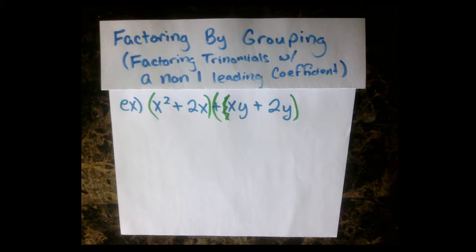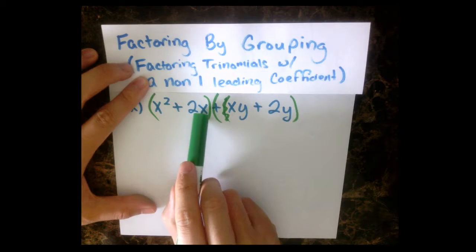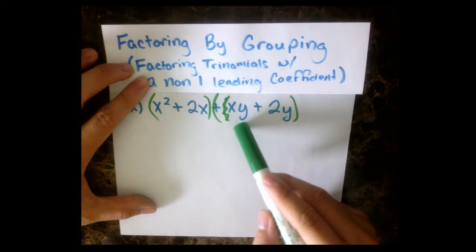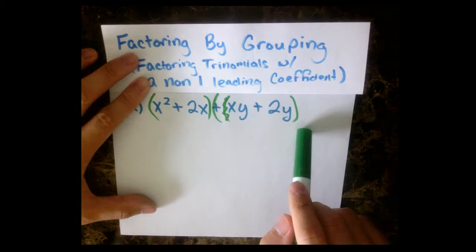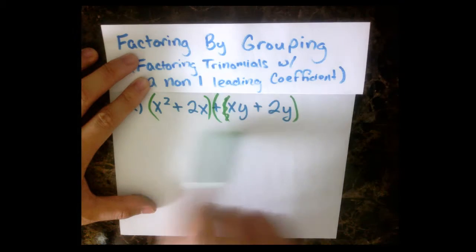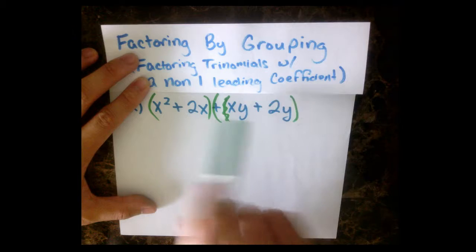So a situation where factoring by grouping would not work is if I have zero common factors anywhere. So if this didn't have an x and this had like a z, and this one didn't have a y, and this one was like an r or something like that, then I would not be able to factor by grouping. Factoring by grouping only works if there is a common factor. There has to be some number or letter that I can pull out.